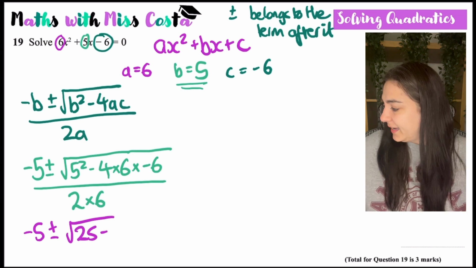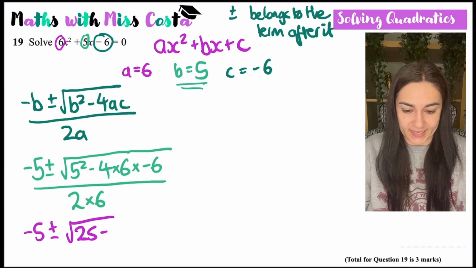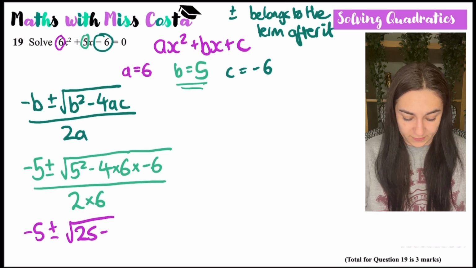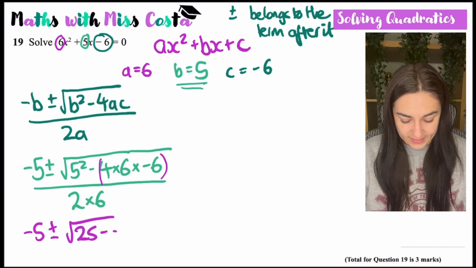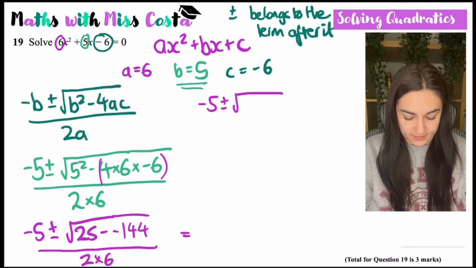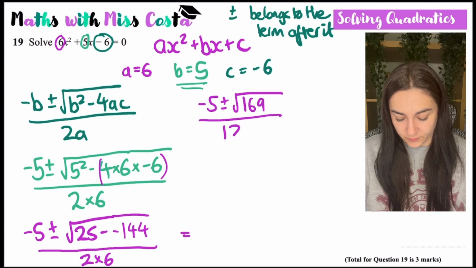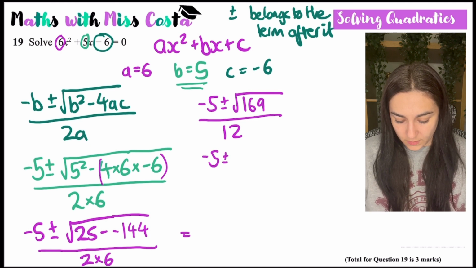24 times by -6 is -144, but I'm subtracting -144, so therefore I'm going to have to add. So that would become -5 plus or minus the square root of 25 plus 144, which is 169, over 12, which would give me 13 over 12.